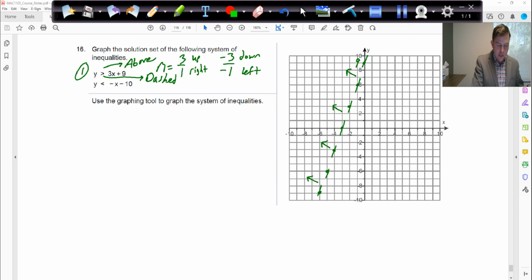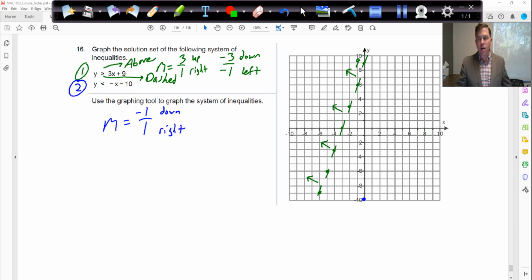Okay, let's look at the second one. It starts at negative 10. Its slope is minus 1 over 1, which would be down and right. But again, I can't go down. So I have to switch the minus sign to the bottom. Notice that's the same, so it's still minus 1. And now this is up and left. Okay, so we go 1 up, 1 left.